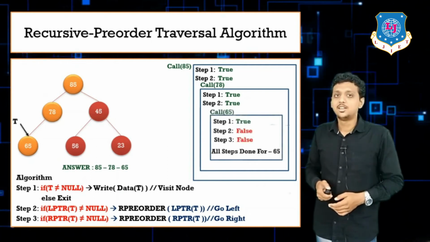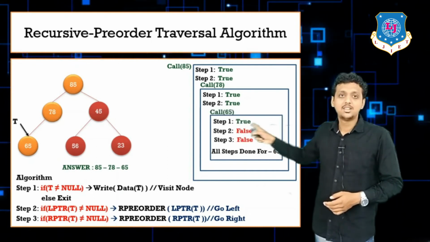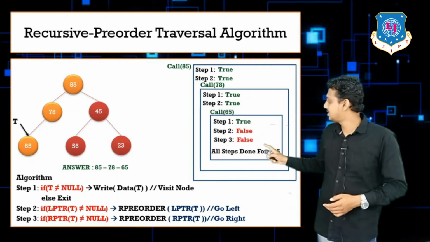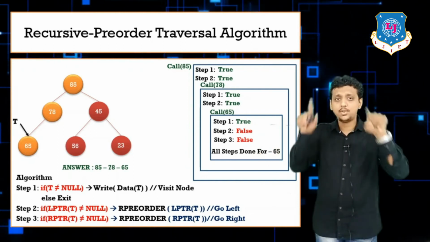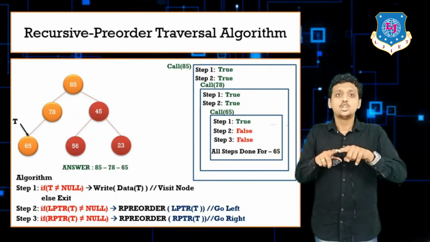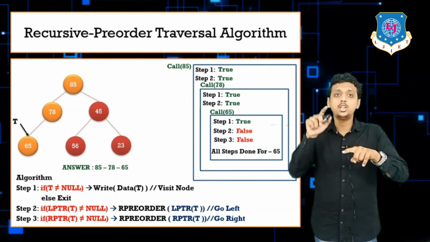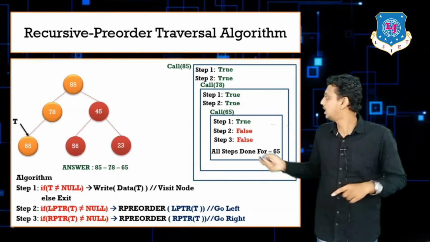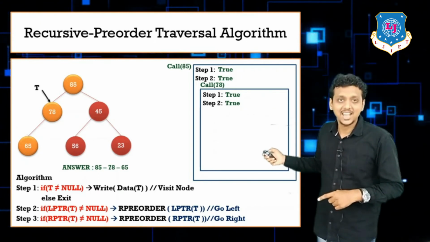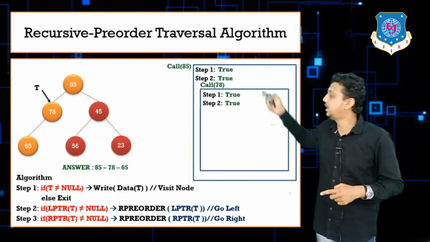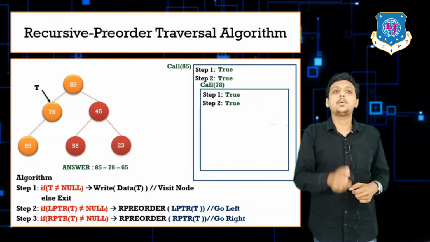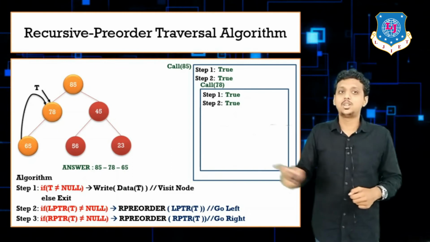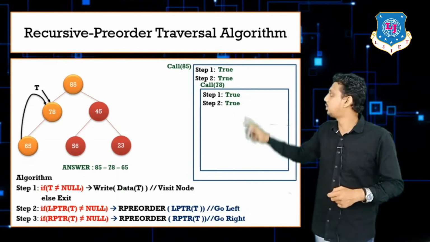Before this we had all steps done for 65. As all steps are already done for 65, this function call is successfully completed. So control goes from the called function 65 back to 78. Here we have completed only 2 steps, step number 1 and step number 2. We still need to complete step number 3. So your control gets back to 78.